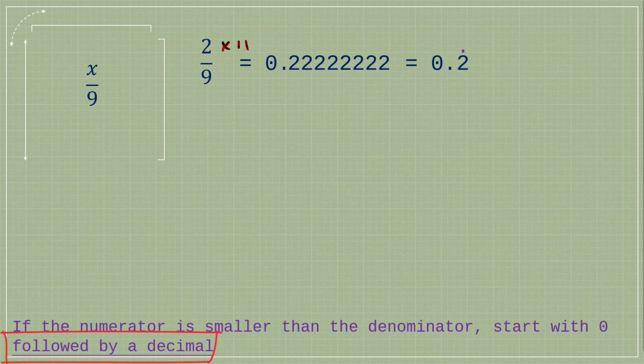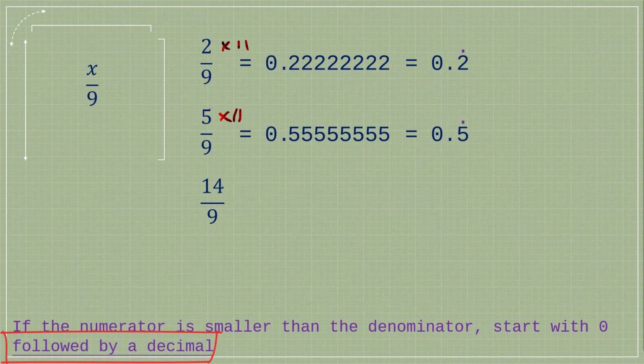The dot over the 2 is a short way of showing which digit is recurring. In this case, the dot is over 2, which means the 2 is recurring. 5 over 9. 5 is smaller than 9, so we start with 0. Now, we just multiply 5 by 11 and you get 55. Or, you can just write it as 0.5 with a dot on top of the recurring digit.